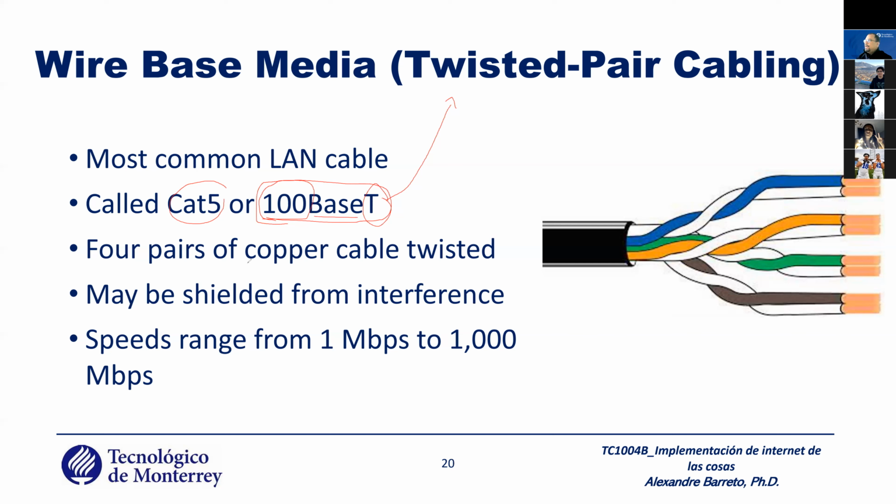For example, 1000BaseT means using twisted pair cable at 1,000 megabits per second. 10BaseT is 10 megabits per second and uses twisted pair cable.